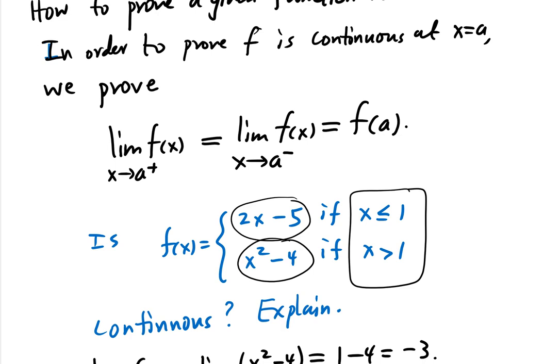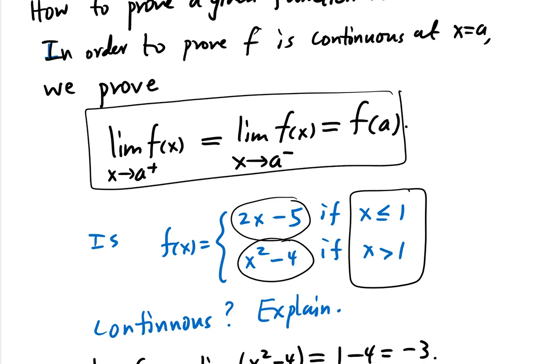What happens at x equals 1? Do they meet? If we can prove that this function is continuous at x equals 1, then this function is continuous everywhere. To do that, we apply the main definition: we find the limit of this function as x approaches 1 from the right side, from the left side, and at 1. Let's see if they are all the same.